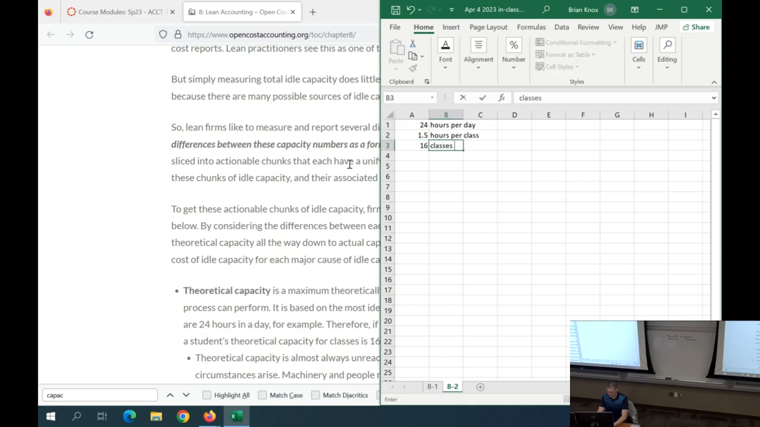16 classes per day. So that's your capacity per day. You can take 16 classes per day, theoretical capacity. And of course, if that's at 6 credit hours per class, that's 3/4 of your degree done in a semester.